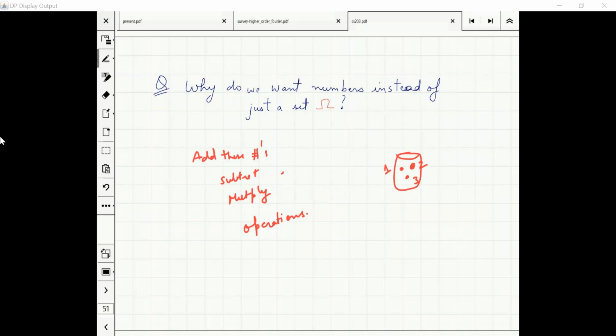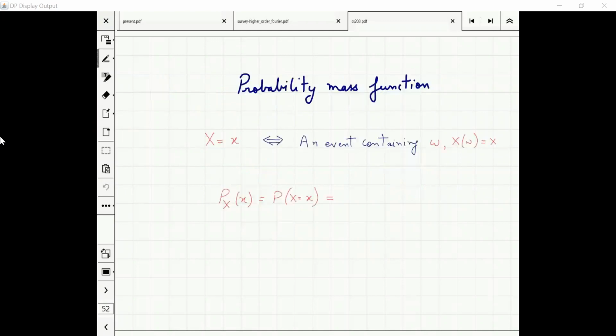And you will see now that we can talk about expected value and all those things, because now we are dealing with numbers instead of just a plain set omega. Remember, these numbers are not probabilities. We will assign probabilities to these numbers, but these numbers themselves are not probabilities, right? And I guess once we work with it, we will get more and more clear. So let's talk about it.